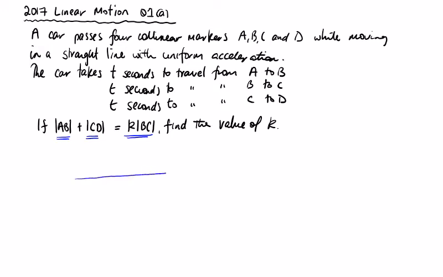Okay, let's do a little diagram here. A, B, C, and D. And it takes t seconds to travel from each one. So we can get AB. We have t, 2t from A to C, and 3t from A to D. That might be the way to start this question.